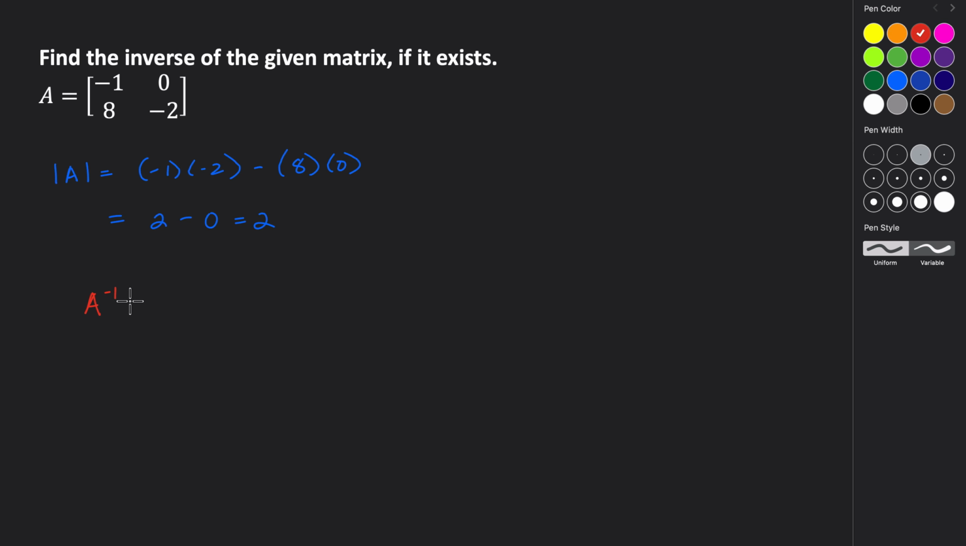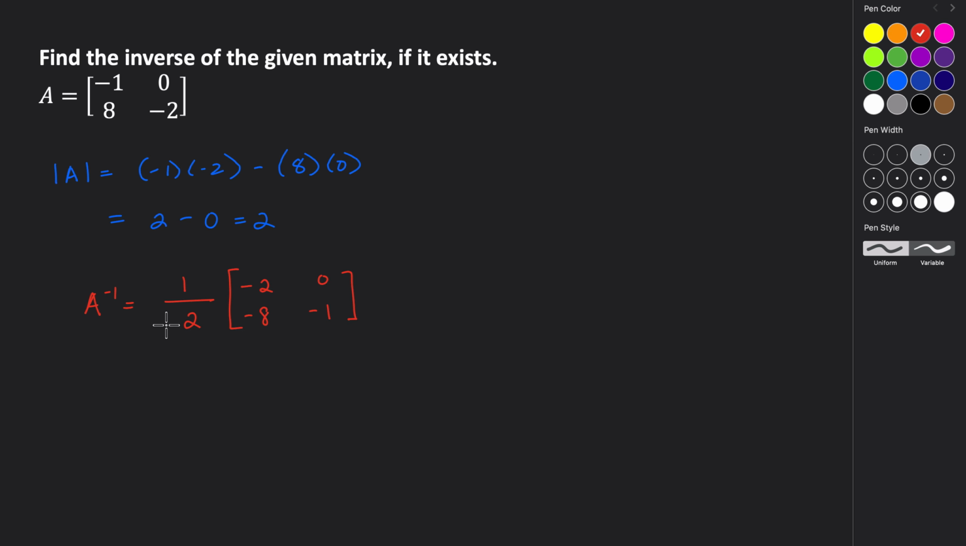So A inverse equals 1 divided by the determinant of A, so 1 divided by 2, times the matrix where we switch these two values, right? So switch along that first diagonal, so -2 and -1. And then we switch the signs of these. So this should be -8 and 0.